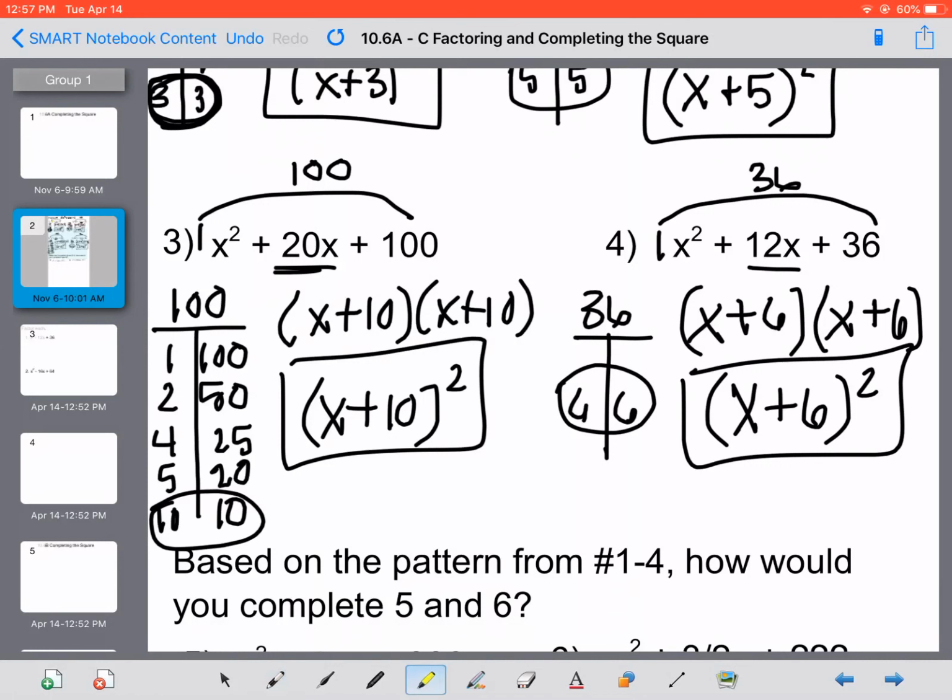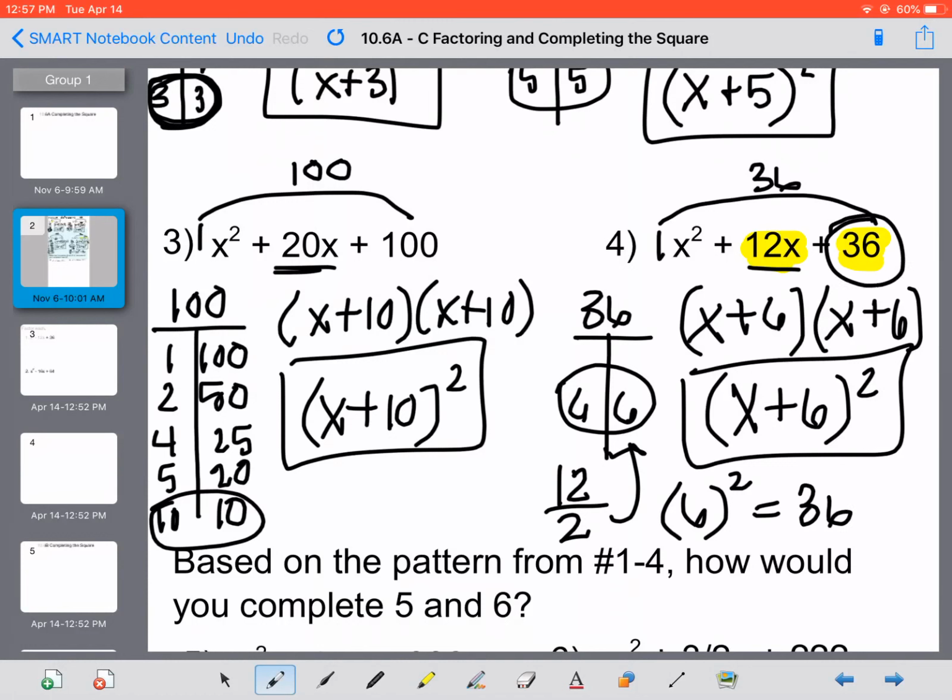So when we look at number 4, for example, the relationship between these two numbers is that 6. So how do we get that 6? Well, we are taking that b value of 12, and if I divide 12 by 2, don't I get 6? And then if I take our 6 and I square it, don't I get my 36, which is what our C value is? So we're taking our B and dividing it by 2 and then squaring it.